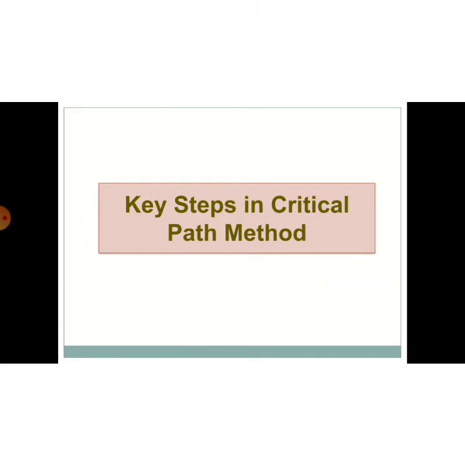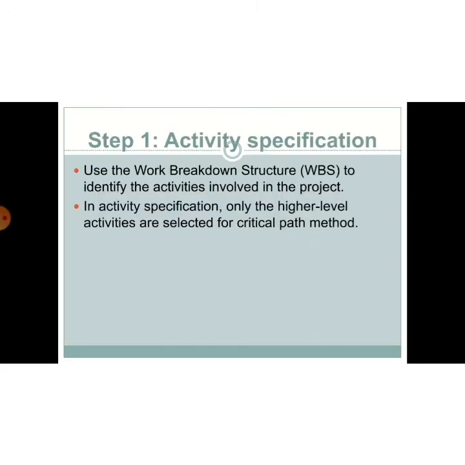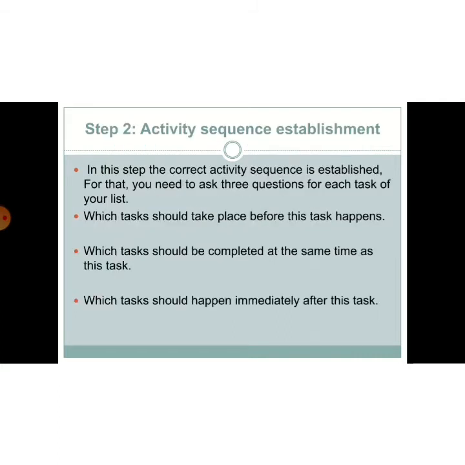Now, what are the key steps in critical path method? Step 1 is activity specification. In activity specification, only the higher level activities are selected for critical path method. Now, step 2 is activity sequence establishment. In this step, the correct activity sequence is established. For that, you need to ask 3 questions for each task of your list. The first question is which task should be placed before this task happens? Which task should be completed at the same time as this task? And the third one is which task should happen immediately after this task?